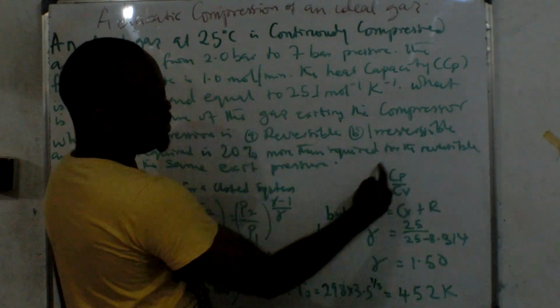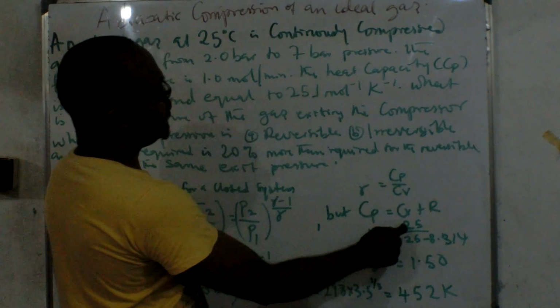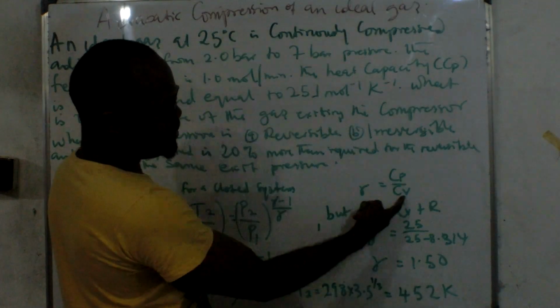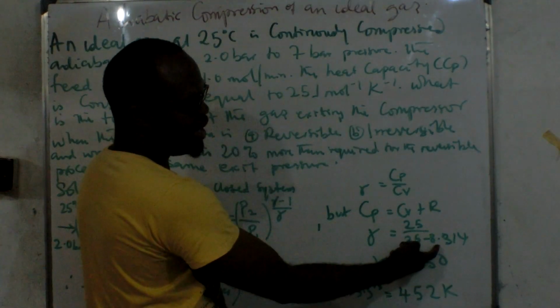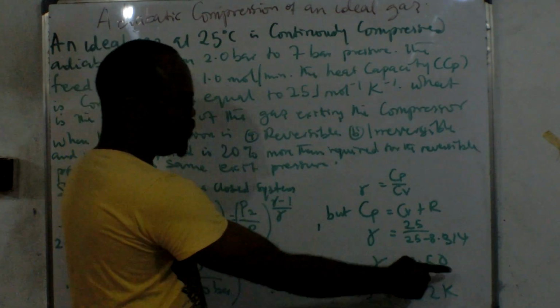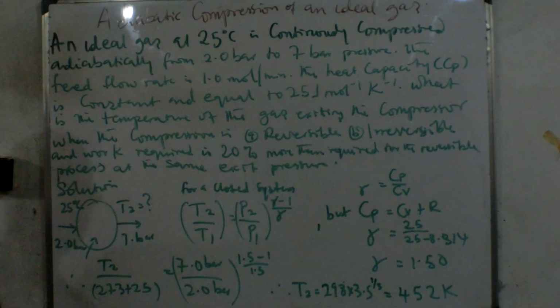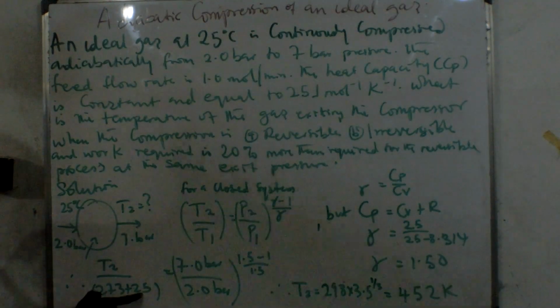So, bringing it into this equation, gamma is simply equal to Cp, which we already know is 25 joules, all over Cv. Cv is the same thing as saying Cp minus R. So it's going to be 25 minus R, which is 8.314. If you solve that, you have your gamma to be 1.5. So having gamma to be 1.5, substituting into this equation very simply, T2 is what you're looking for. T1 you already know is 25.